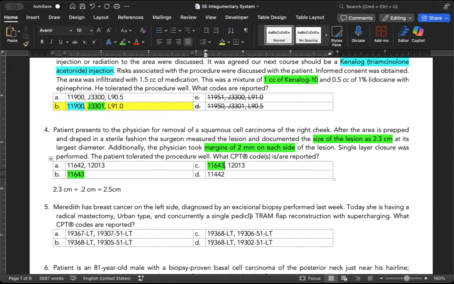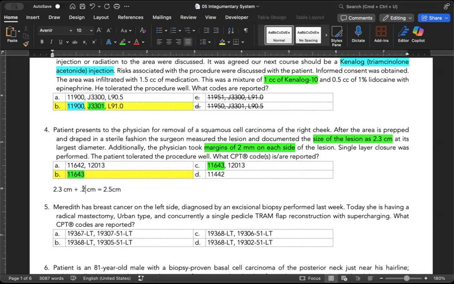And then we need to decide, should we report that single layered closure separately, or is it included in the excision? When in doubt, go to your guidelines. Yep, it's included. When would we code it separately? What type of closure should we report separately?